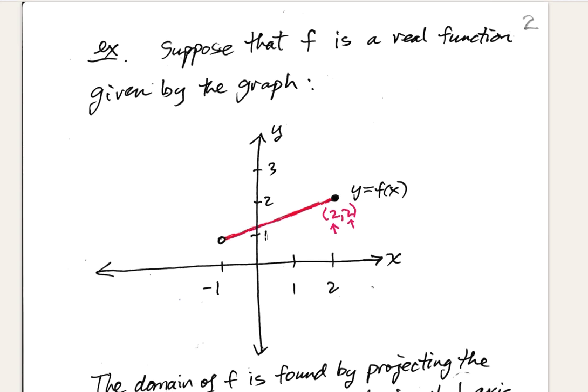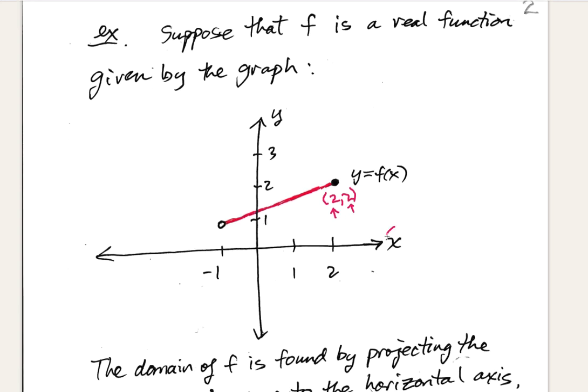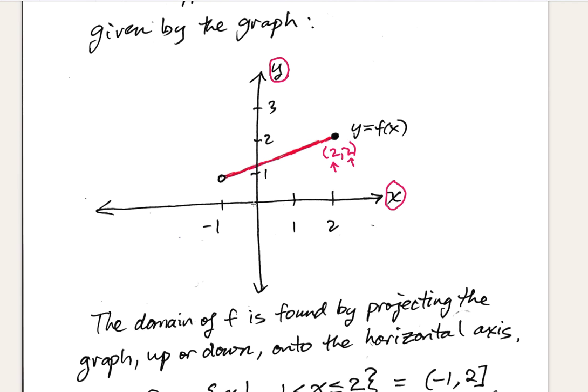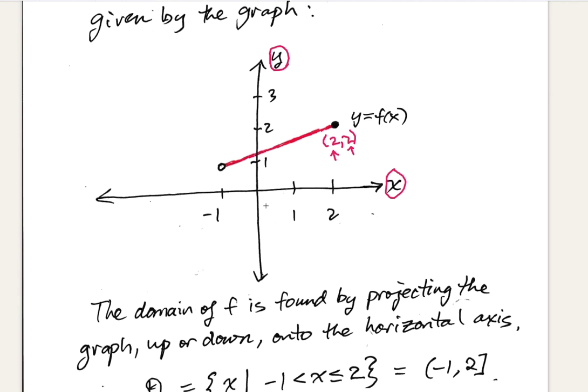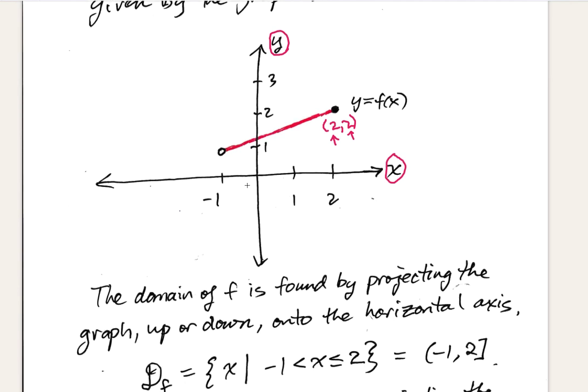Okay. To find the set of all possible inputs, that's the set of all possible x values, or whatever you're calling the horizontal axis. We usually think of that as the independent variable, and the vertical axis, often written y, as the dependent variable. So here's what you want to do. The domain of f is found by taking the graph and projecting it up or down, depending on where it's located, onto the horizontal axis. That means take every point here and just project them straight on down. Project every single point there straight down. Okay, it looks like I'm bending my arrows a little bit.